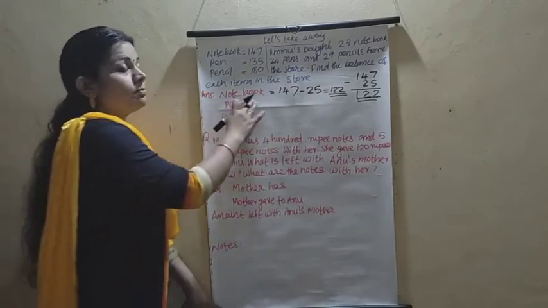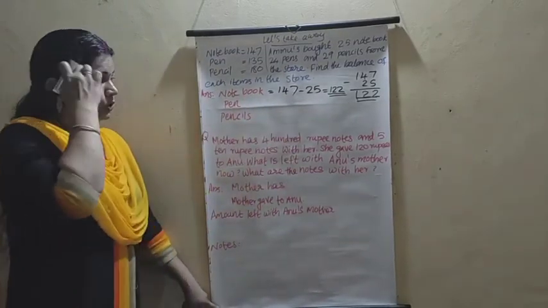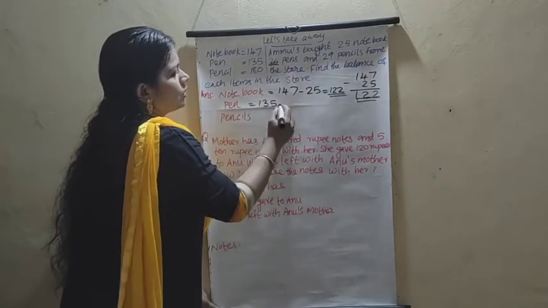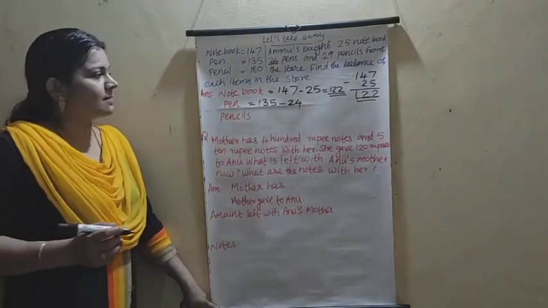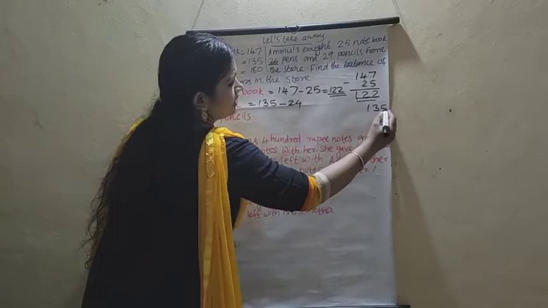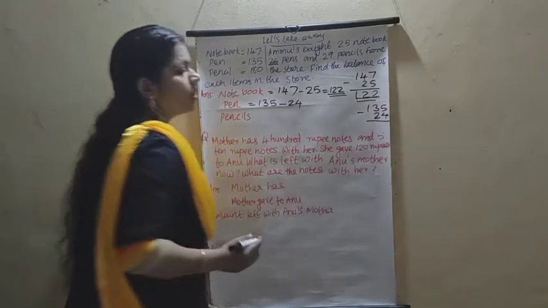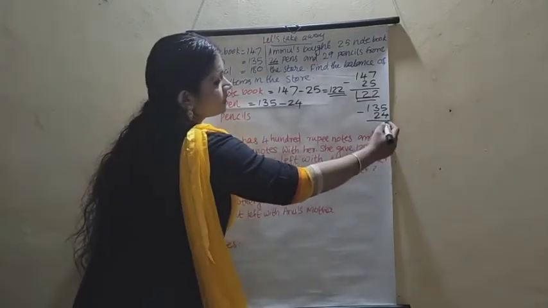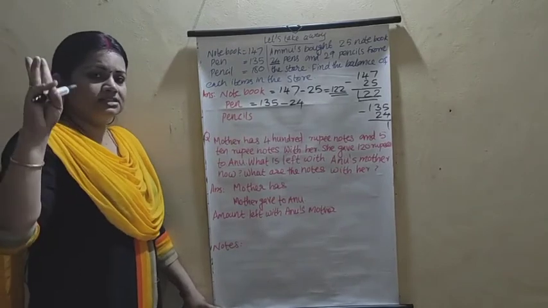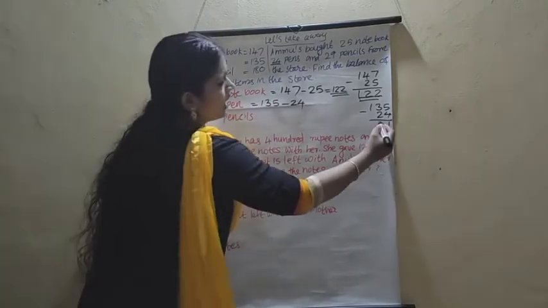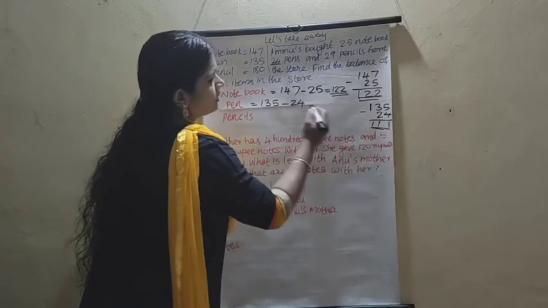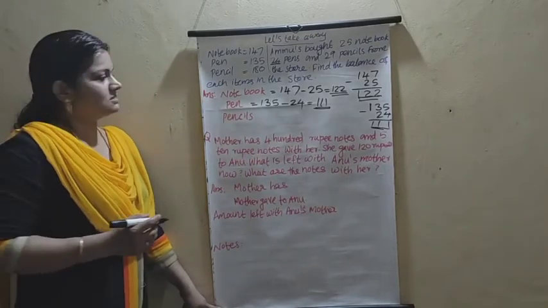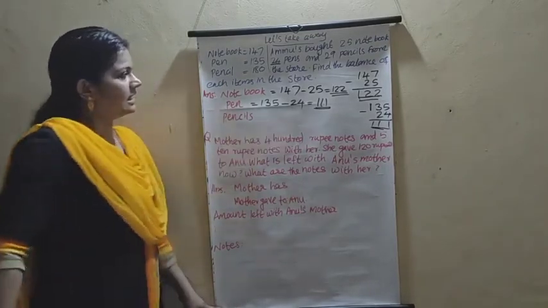In the store, how many notebooks are left? 122. Then how many pens are there? 135. Anu bought how many pens? 24. So 135 minus 24. All of you take 5 fingers. 5 minus 4. Close the 4 fingers. What will we get there? 1. 3, take 3 fingers. Close the 2 fingers. What will we get there? 1. Then this one is right. The answer is 111. The balance pens in the store is 111.